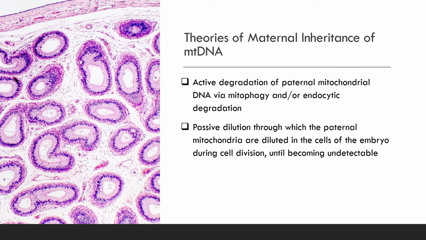There are at least two theories that have been proposed to explain the maternal inheritance of mtDNA. One is the degradation of paternal mitochondrial DNA via an active process such as mitophagy or endocytic degradation. The other one is the dilution of paternal mitochondria via passive dilution. In this case, paternal mitochondria are diluted in the cells of the embryo during cell division until they become undetectable.